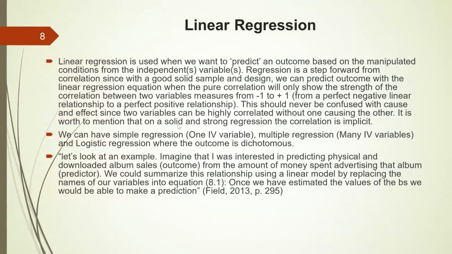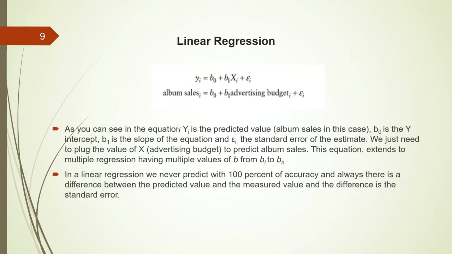Imagine I was interested in predicting physical and downloaded album sales. That's the outcome. From the amount of money spent advertising that album, the predictor, we can summarize this relationship using a linear model. Look at the equation right here. That is called the linear regression equation. In this case, Y is the predicted value, album sales. B0 is the y-intercept, and I will show what the y-intercept is. B1 is the slope of the equation going up. E is the standard error, because we never predict 100% accurately. And then we only need to plug in the value of X, in this case, the advertising budget.